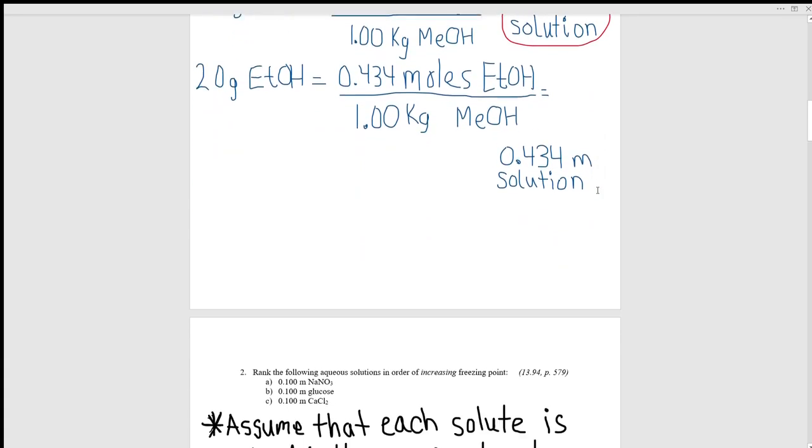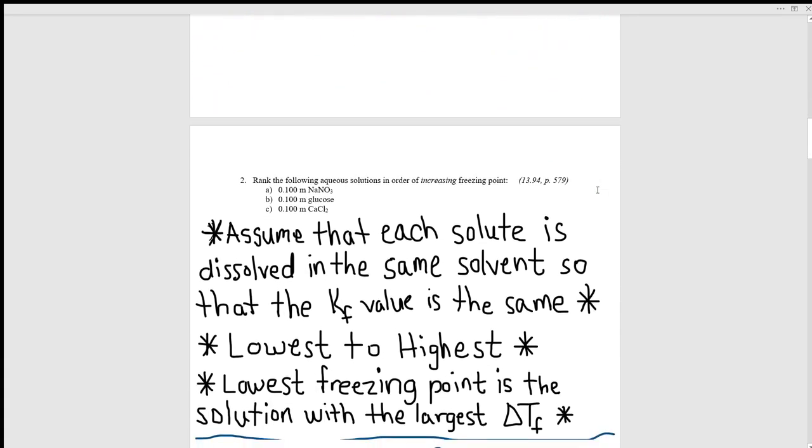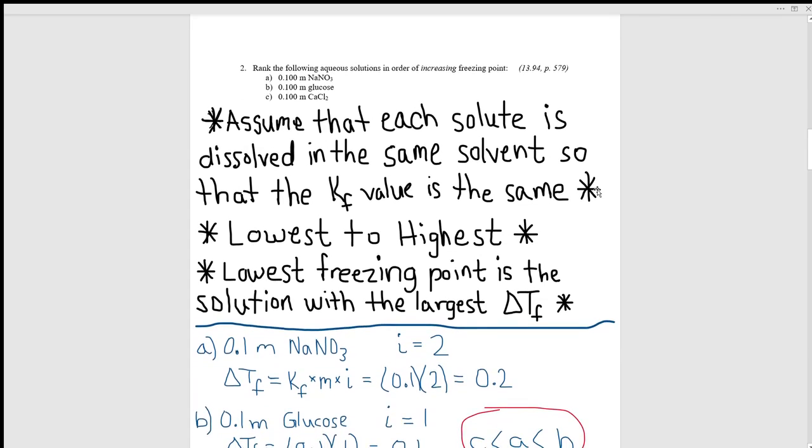Moving on now to question number 2, we're looking at a similar concept. This time we're ranking things. Question number 2 states, rank the following aqueous solutions in order of increasing freezing point, and we have A, B, and C. I do want to point out here that increasing means that we're going from the lowest freezing point, or the most negative freezing point, to the largest freezing point, or the most positive freezing point. So don't let that confuse you; I just wanted that to be a point of clarification.